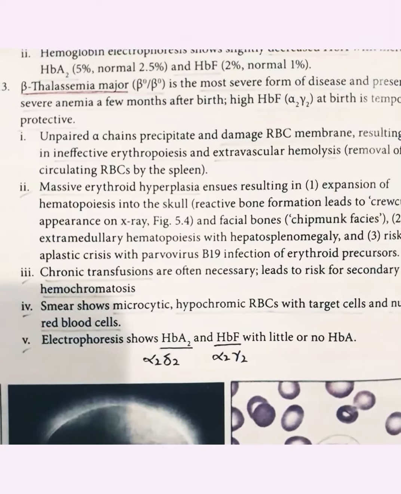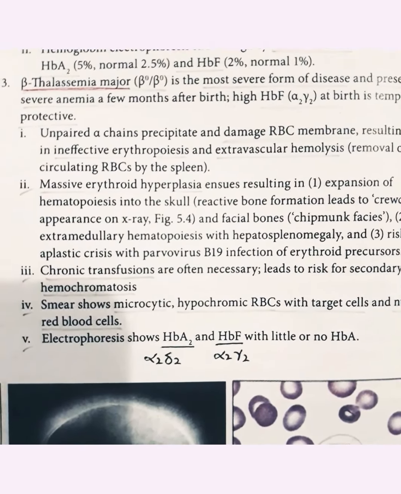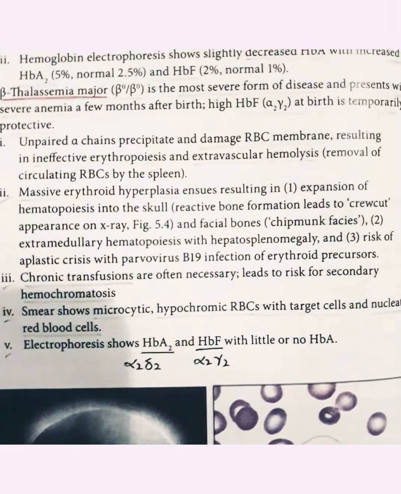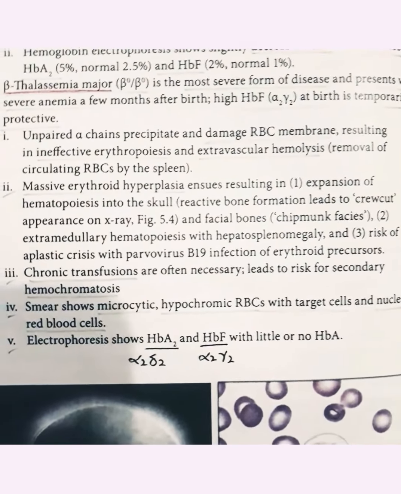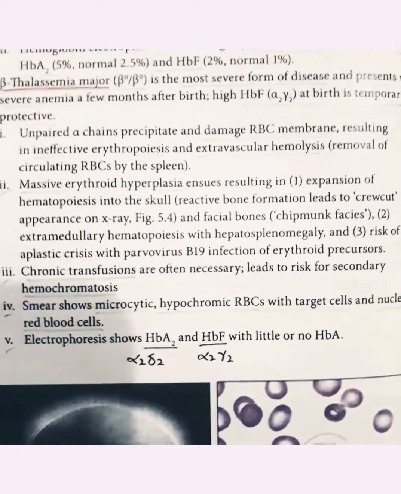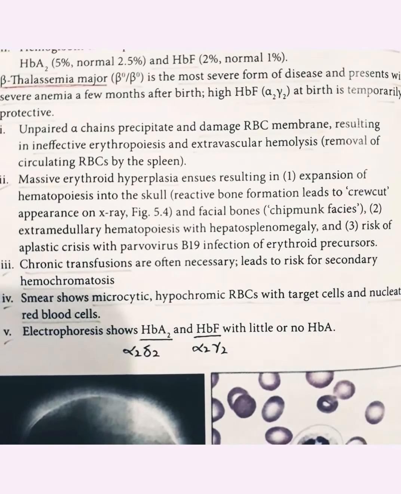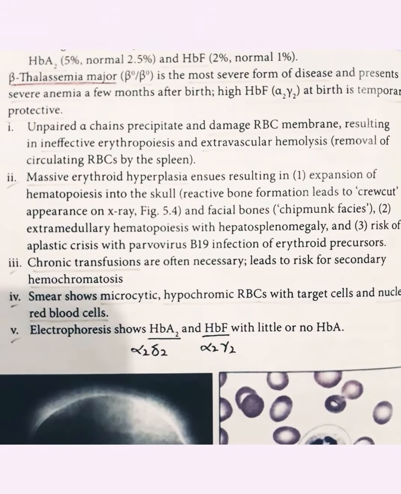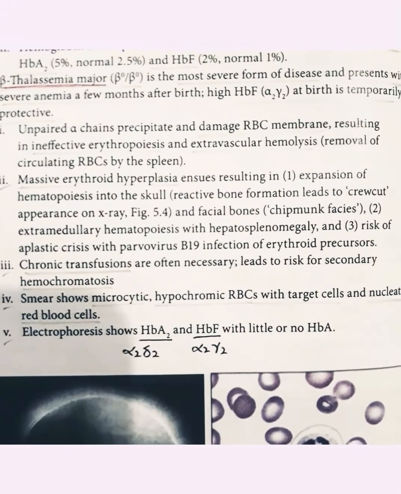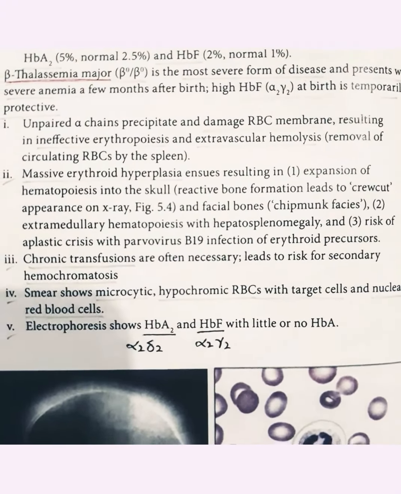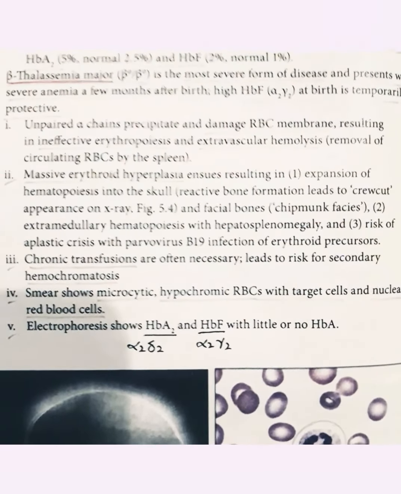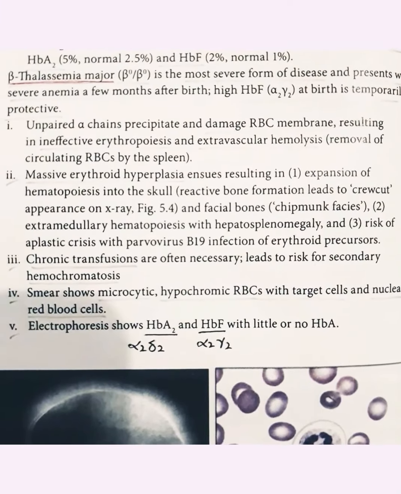Removal of circulating RBC by the spleen. 1. Marrow erythroid hyperplasia ensues, resulting in expansion of hematopoiesis into the skull. Reactive bone formation leads to crew-cut appearance on X-ray and facial bone chipmunk facies. 2. Extramedullary hematopoiesis with hepatosplenomegaly. 3.